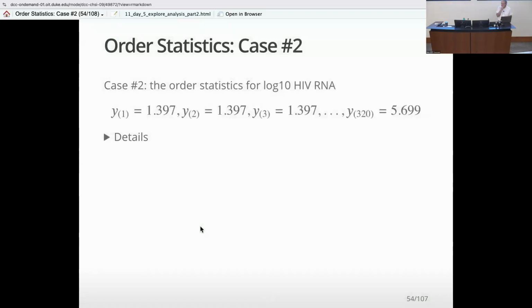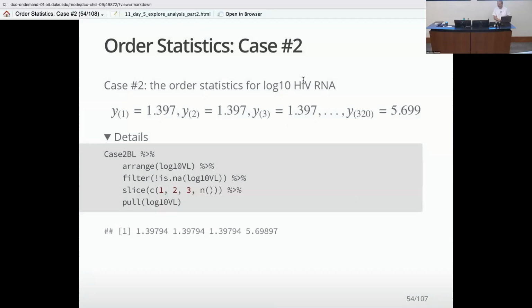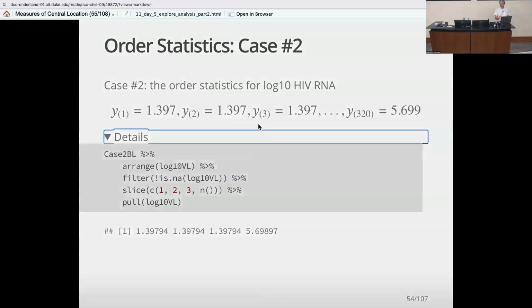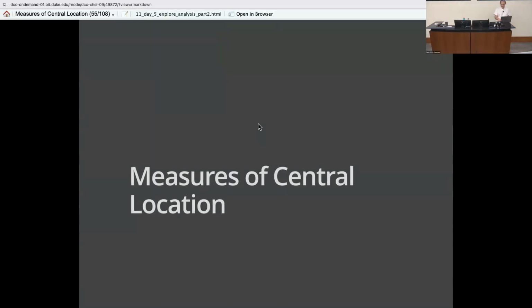All right, and we can do the same thing for case 2. Here we're looking at the log 10 viral load, so that's the log 10 value of the RNA copies per ml of blood. And this is also an order statistic, right? So it's sorted. Okay, so that's very simple.